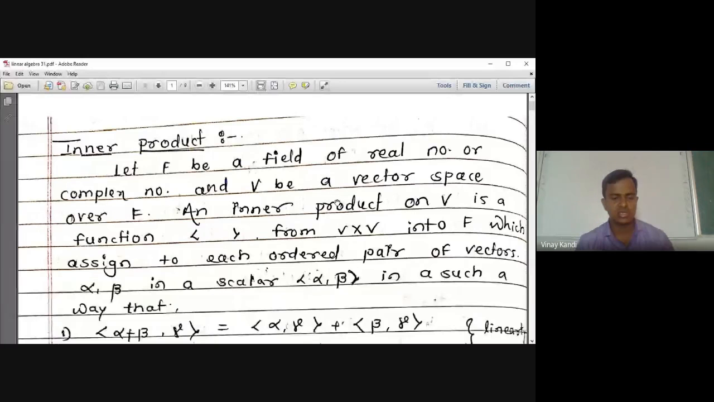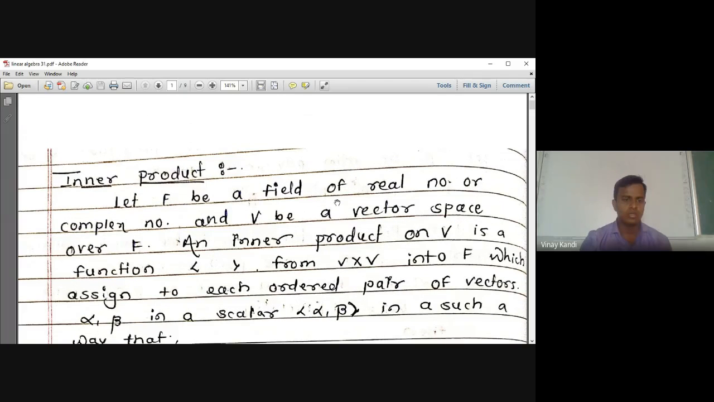Good morning to all. In the previous lecture, we saw what the Jordan canonical form is. Today's lecture covers the next point of our syllabus: what is an inner product space? Unit number 4, inner product space.